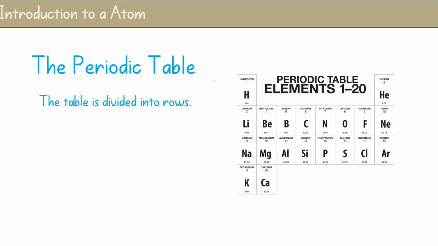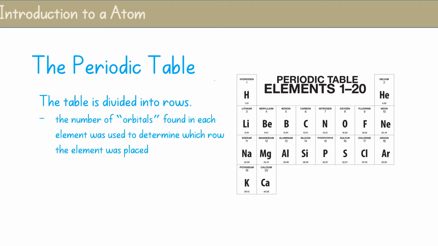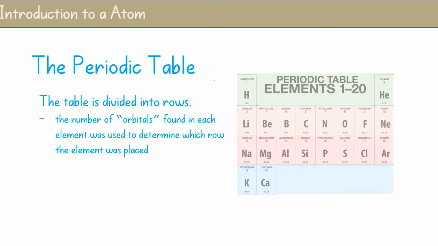The table is divided into rows. The number of orbitals found in each element was used to determine which row the element was placed. Row 1, row 2, row 3, row 4.